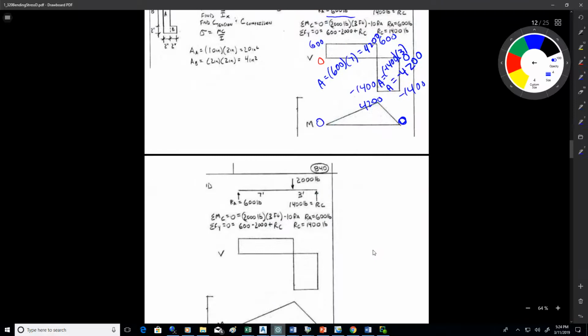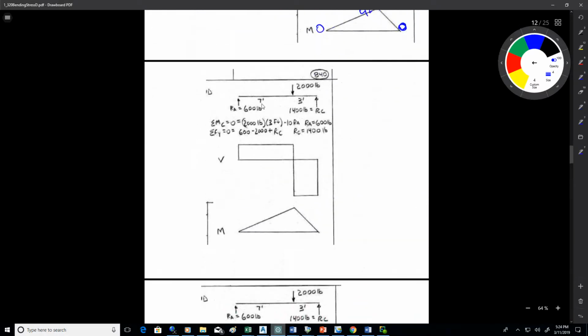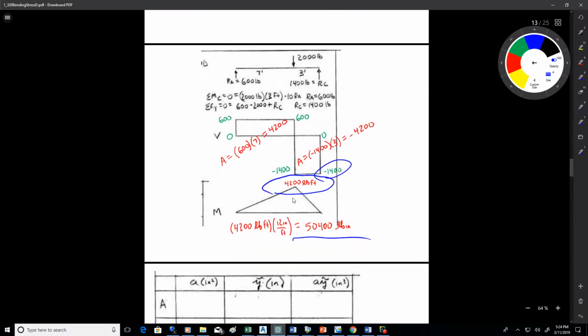All right, so there we go with the shear and moment diagrams. We'd have a block-shaped shear diagram. We'd find the area under the blocks and use that to generate the moment diagram. So we go from 0 up to 600 for the reaction. Nothing changes till we hit 2,000. That drops us down to negative 1,400. We stay at that load until the reaction pushes us back up to 0.